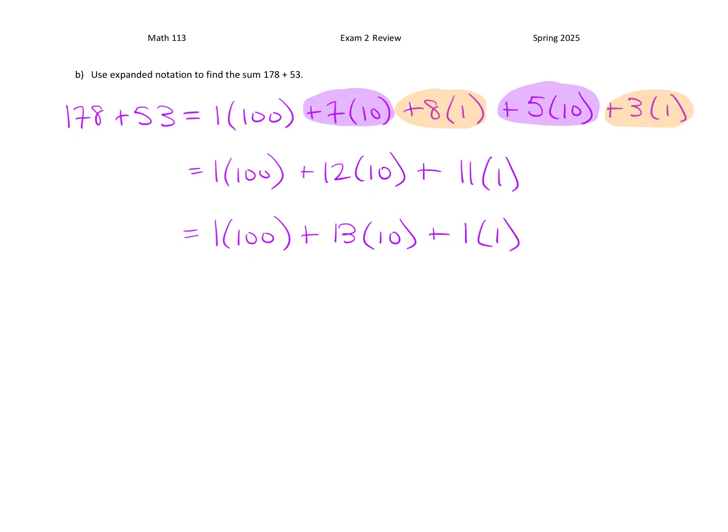And now I'm going to look at these. I've got 13 tens. 10 tens makes 100. So I'm going to take 10 of these tens, regroup them into a 100. So now I'm going to have 2 hundreds, 3 tens, and 1 one, which is 231.